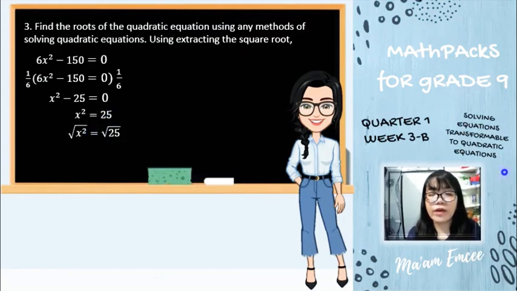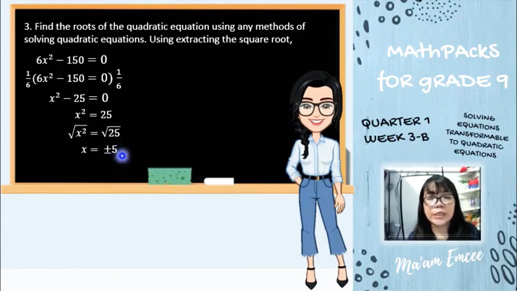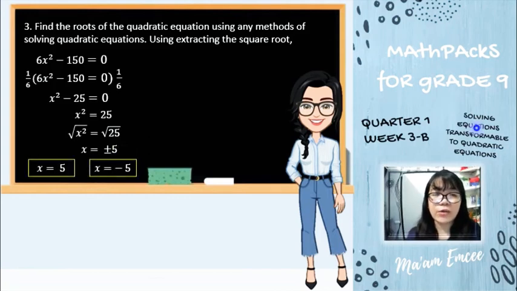Square root of x squared is equal to x. Square root of 25 is positive negative 5. It's both positive and negative, because if we square positive 5, it's equal to positive 25. If we square negative 5, it's just equal to positive 25. So the square root of 25 is both the positive value and the negative value of 5. So x now is equal to positive 5 and x is equal to negative 5.